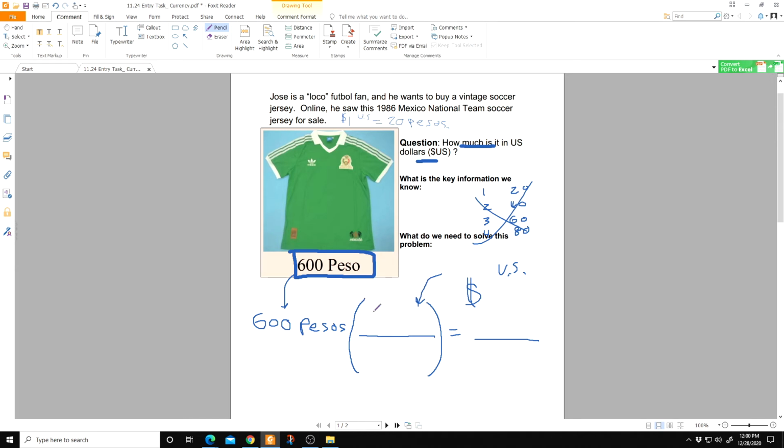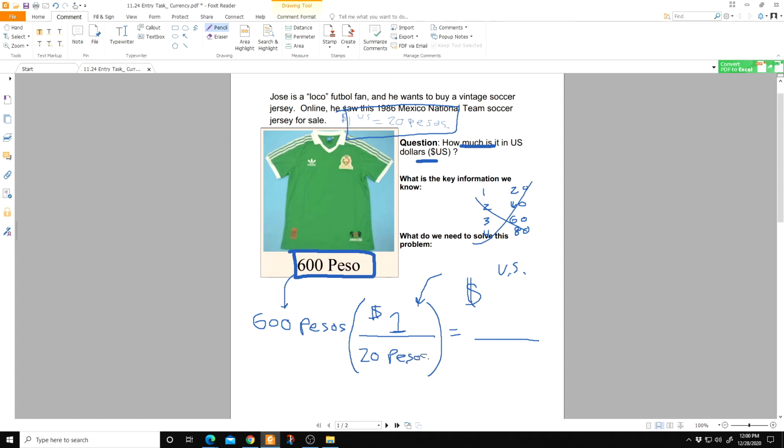So you want US dollars up here, right? So we want USA money right here, right? We want USA dollars. I'm going to abbreviate it with this symbol. Well, we know $1 USA is 20 pesos. So I'm going to put 1 because that is what is given to us. And by default, 20 pesos goes on the bottom.